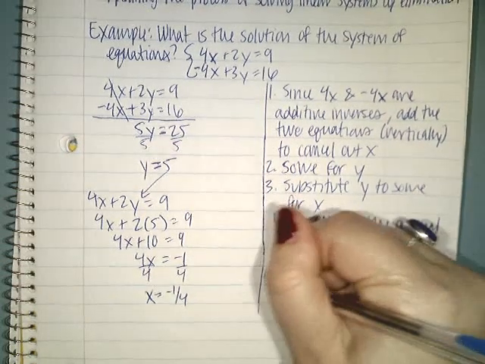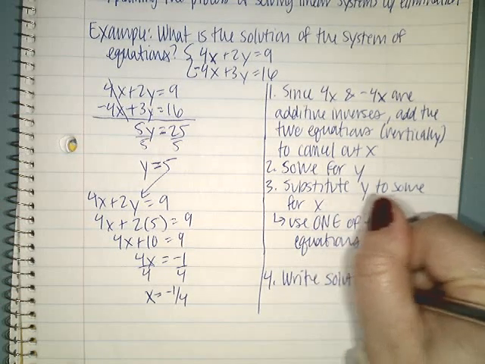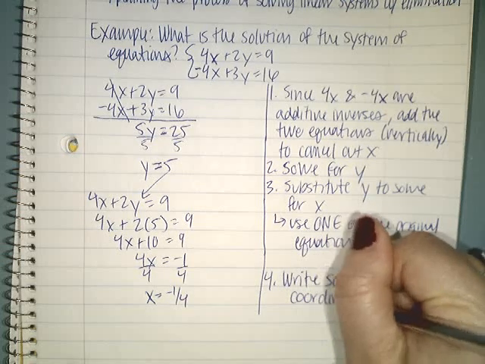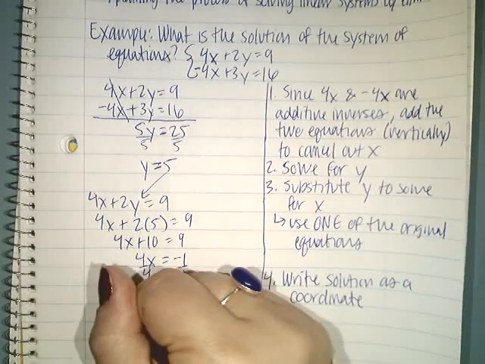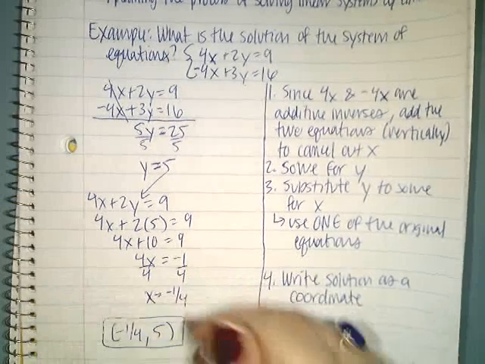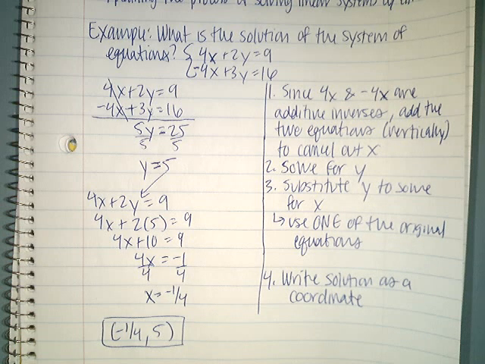Last step, I'm going to write this as a coordinate. So my answer is going to be negative 1 over 4, comma 5, because I write x, comma y, and that is my answer. All right, so make sure you write down any questions, comments, or concerns you have on that example.